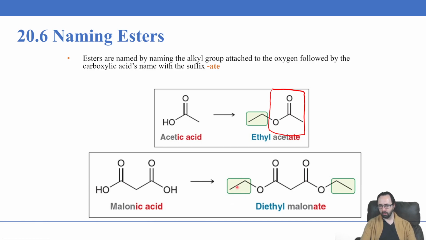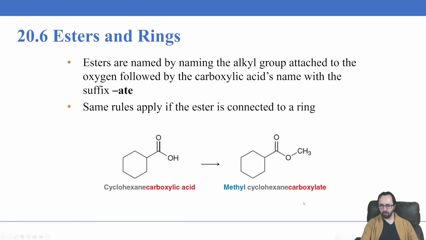If we put ethyl groups here in the place of the hydrogen atom, we'd call it diethyl malonate. So we end with -ate here. See that? We end with -ate. Ethyl acetate. Malonic acid, we replace the -ic acid with -ate. And so that's the way that esters are named.